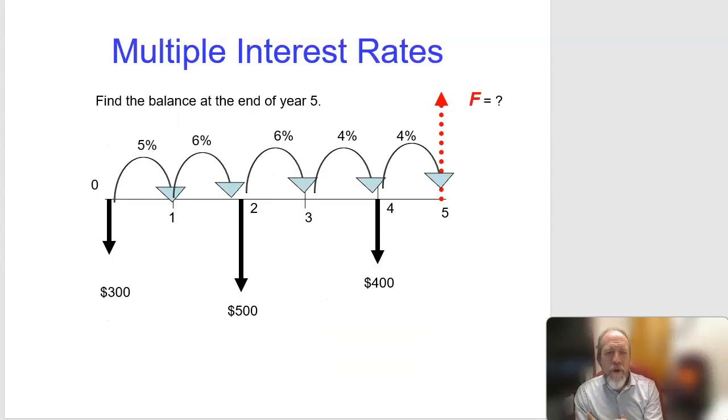Just do it one at a time. Take the $300, calculate it at time 1, then move it to time 2. Now you've got another value at time 2, $500, you're going to add to it. Whatever that 300 was at time 2 is going to get added. It's going to be more than 300, or it's farther away, so it's going to be less than 300, but it's going to be added to the 500. And now you move that to time 3 with the 6%, and time 4 with the 4%, and now add in that 400, and then you get the future value.